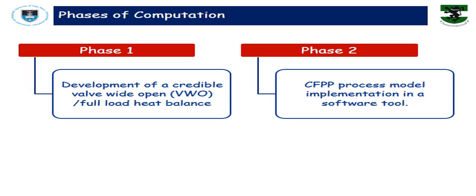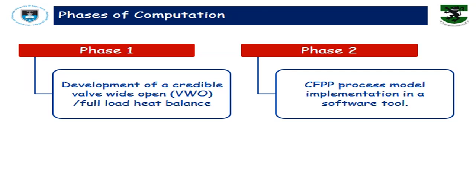Now, once we selected the input parameters, which are the throttle temperature, pressure, the number of feed water heaters, the degree of reheat, and a host of others, the next thing to do is to look at how the computation is done. So the computation was done in 2 different phases. Phase 1 actually had to do with the development of a credible valve wide open, or what you would call full load heat balance. Now, a heat balance diagram is just a diagram of the process components and showing the process flows, the inflows and the outflows from one component to the other component in the power plant.